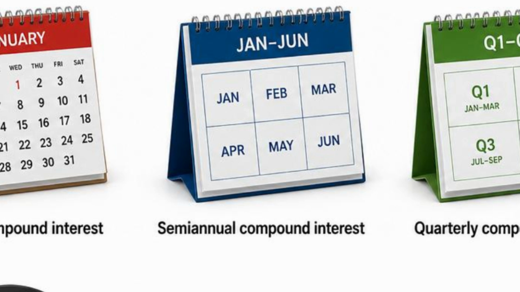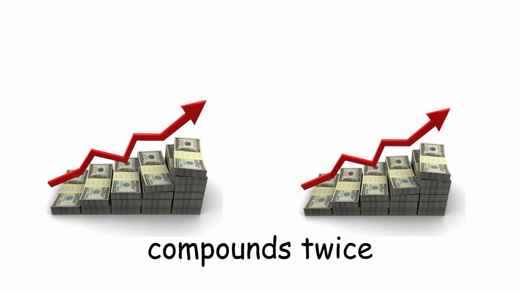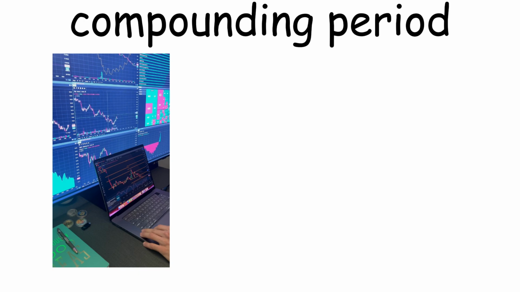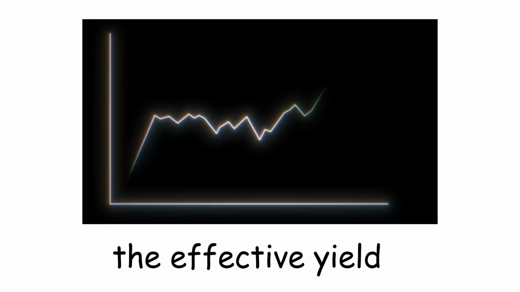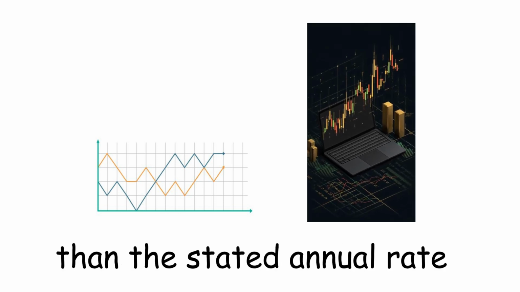Semi-annual compound interest. Some financial products compound twice a year instead of once. Each compounding period uses half the annual rate, but because it happens more frequently, the effective yield ends up slightly higher than the stated annual rate.